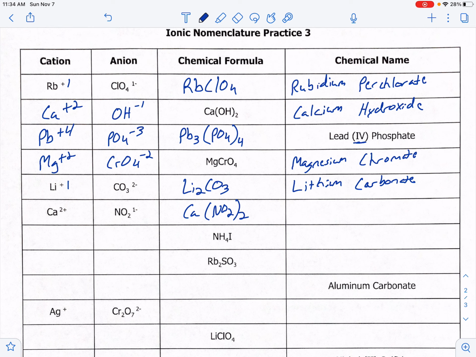Now, Ca is calcium, and it is not one of my transition metals, so I don't need a Roman numeral. And if you know that NO3 is nitrate, NO2 would be nitrite.